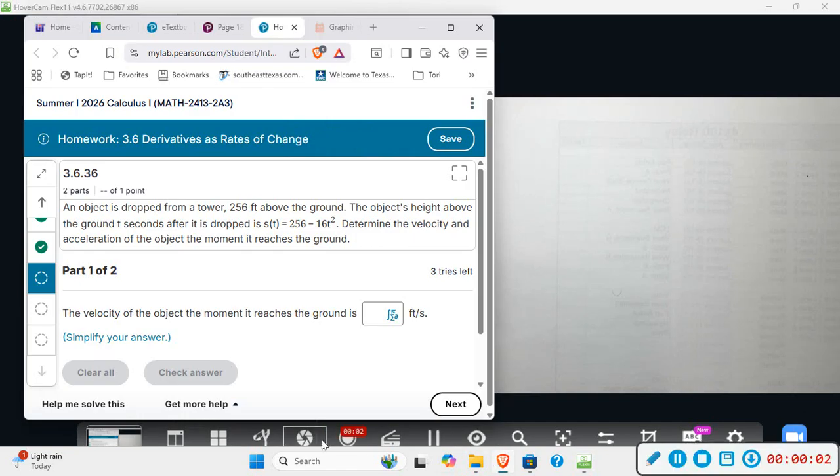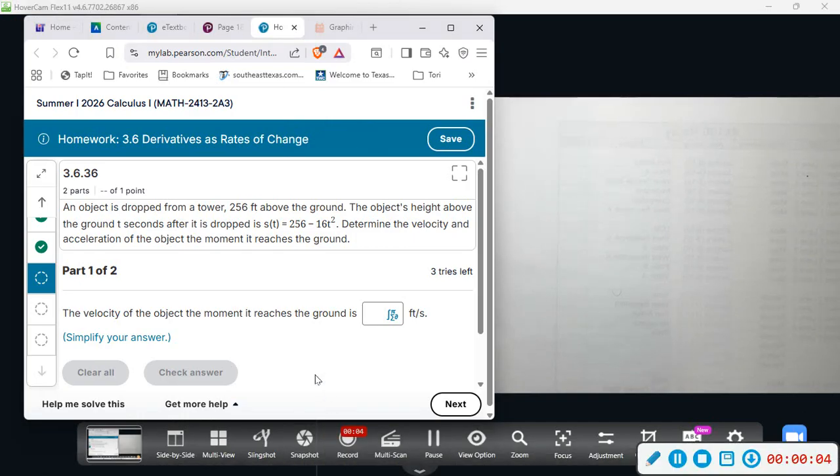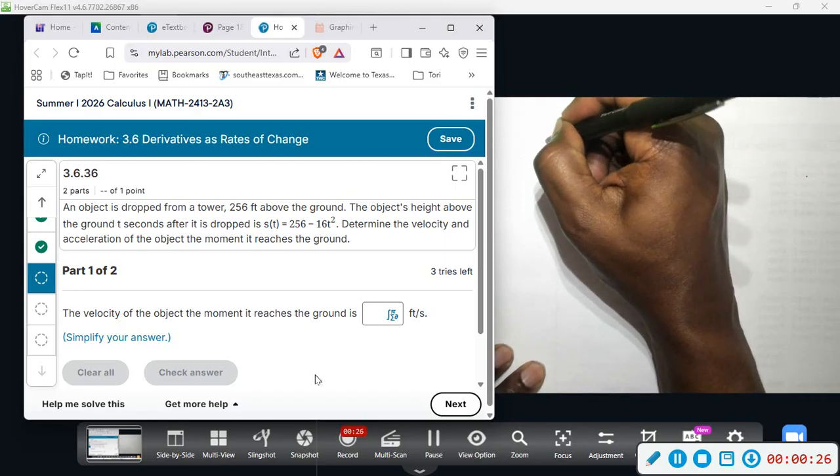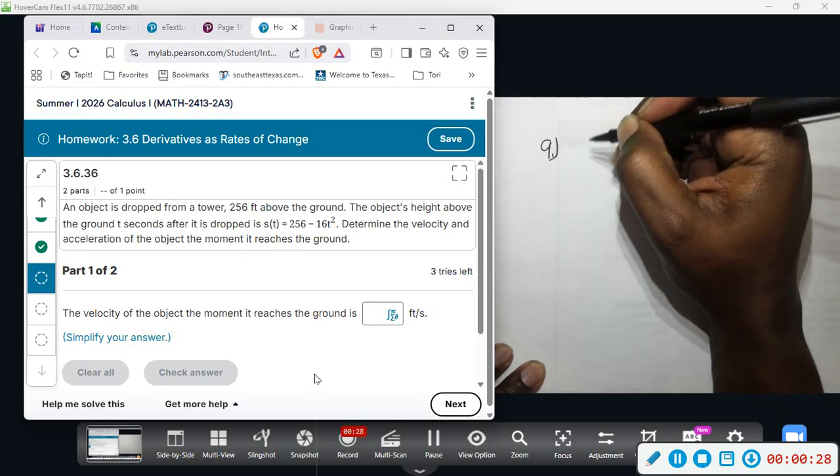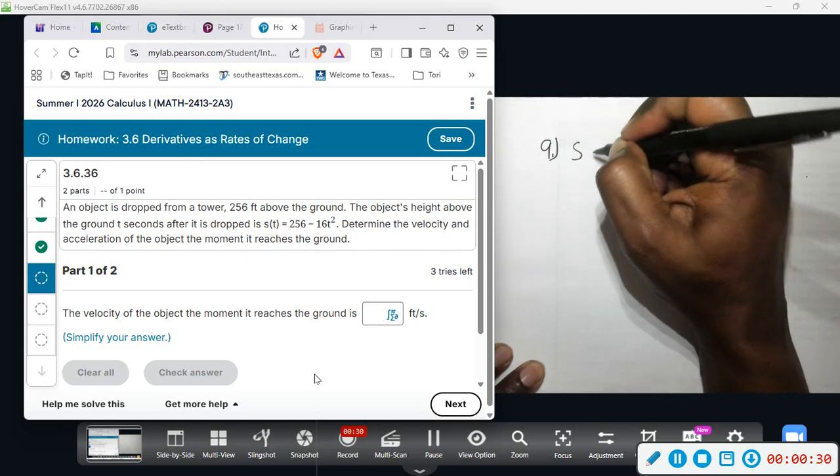All right, question number 9 says an object is dropped from a tower 256 feet above the ground. The object's height above the ground, t seconds after it is dropped, is equal to s of t, which is 256 minus 16t squared. We want to determine the velocity and acceleration the moment the object reaches the ground. All right. So we're going to start with our equation, s of t.